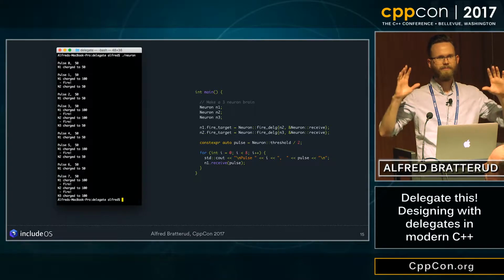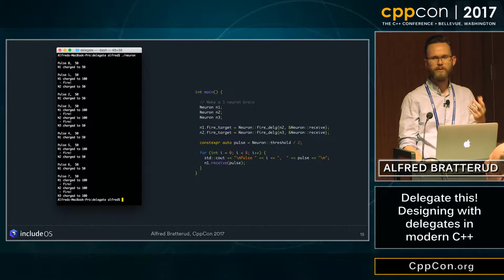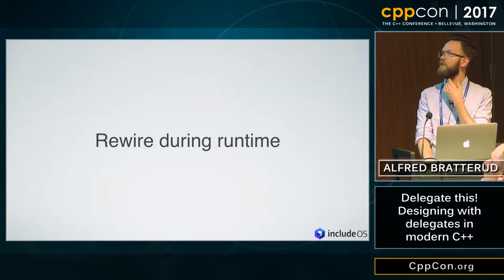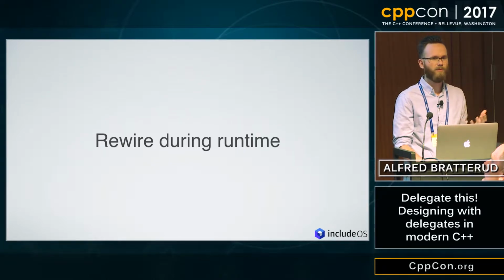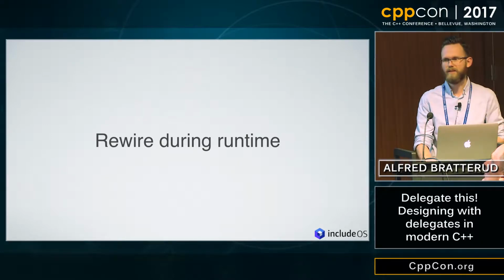So I'm making a tiny little neural network out of delegates, wiring neurons together using delegates. Rewiring these during runtime, that's interesting. That was a requirement I had. I thought I could see use cases for that, and we're going to look at an actual use case for that in IncludeOS later.